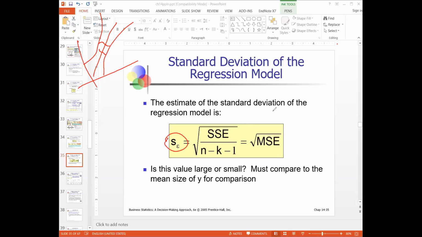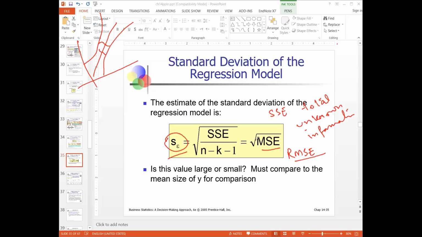SSE, what was SSE? We already discussed. SSE is total unknown information, and MSE is average unknown information. So the square root of MSE is the error that the model is getting. It is also written as RMSE, root mean square error. So if you see RMSE or SE, it is the same thing.